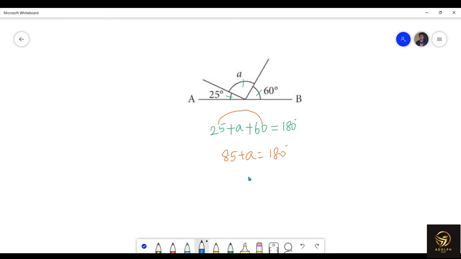isolate the known and unknown. So here known and unknown are mixed, so I'm just keeping a alone here and moving this 85 to that side. If it goes that side, it will subtract. So 180 minus 85. If I subtract, I'm getting the value of 95 degrees. So a equals 95 is the answer that I'm getting. Yeah, so that's it. We got the answer.